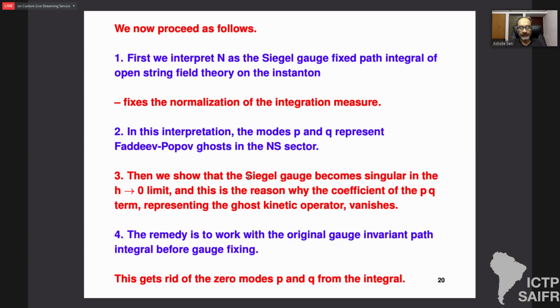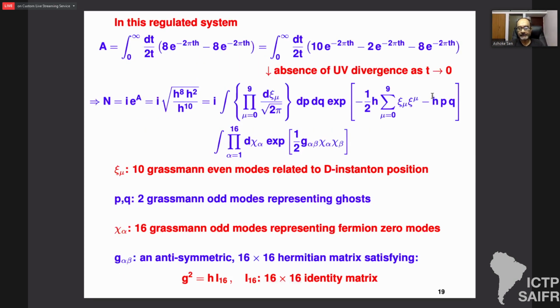Then you show that the Siegel gauge becomes singular as h goes to 0. And this in fact is the reason why the coefficient of the P, Q term that represents the ghost kinetic operator vanishes. And it's clear that when the ghost kinetic operator vanishes, the gauge choice is singular. Right? And so once we identify P, Q as the ghosts, then the fact that here the coefficient of P, Q is h, which goes to 0 as h goes to 0, clearly indicates that the gauge choice is breaking down.